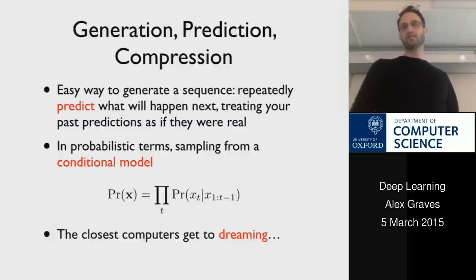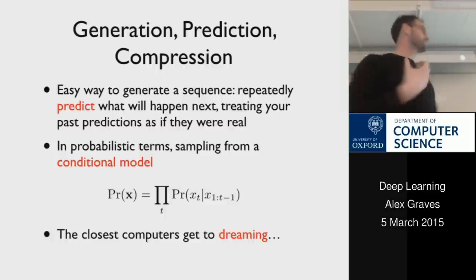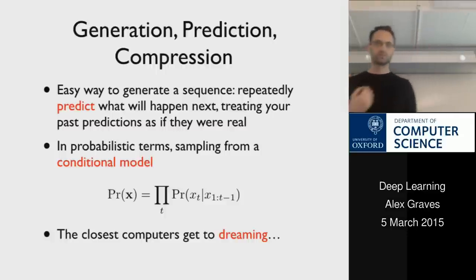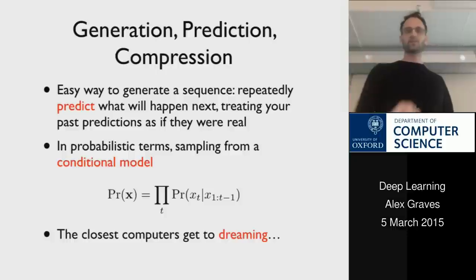So basically, the easy way to generate a sequence, given a next step predictor, is you just keep on predicting what's going to happen next in the sequence, and then after each prediction, you treat the last prediction you made as if it was real. So in probabilistic terms, what we're talking about is just the conditional model here. The probability over this whole sequence X is just given by the product of the probabilities of each step in the sequence conditioned on everything that happened previously.